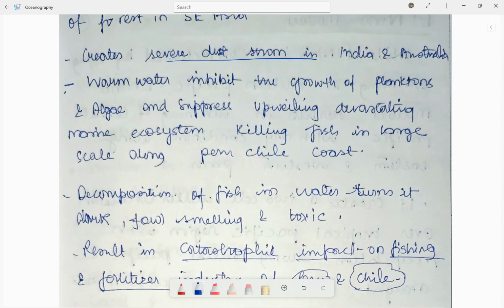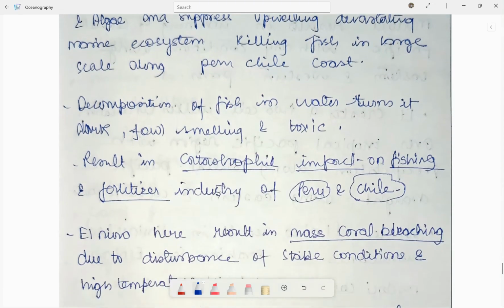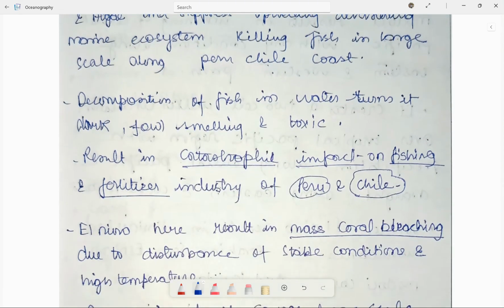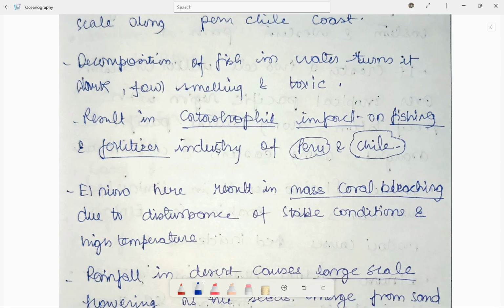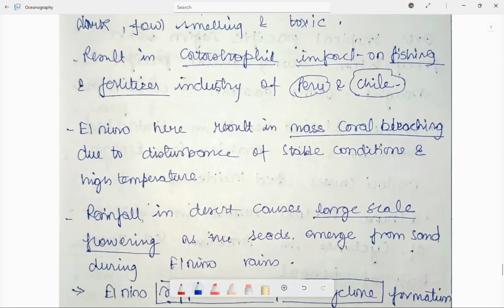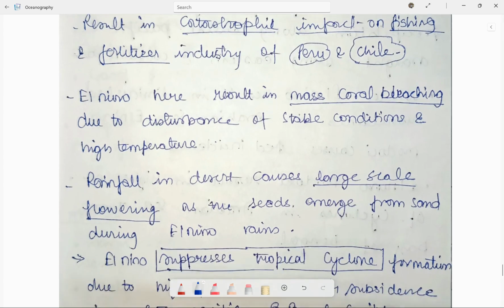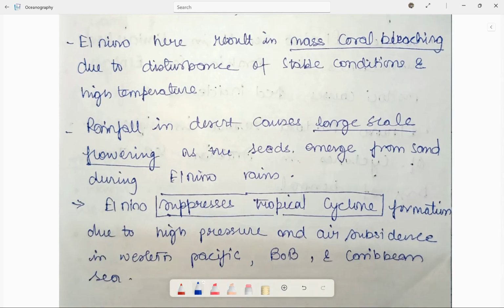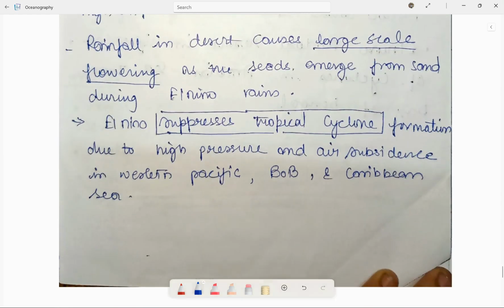Deposition of fish in water, it turns it dark, foul smelling and toxic, and it results in catastrophic impact on fishing and fertilizers. El Nino here results in mass coral bleaching. Rainfall creates large scale flowering in the deserted regions. El Nino suppresses tropical cyclones.